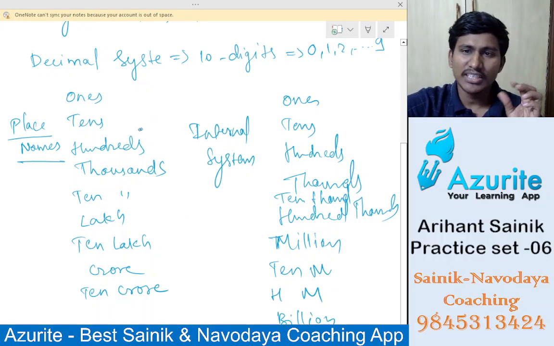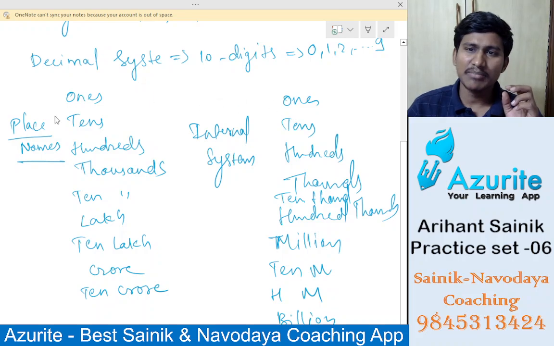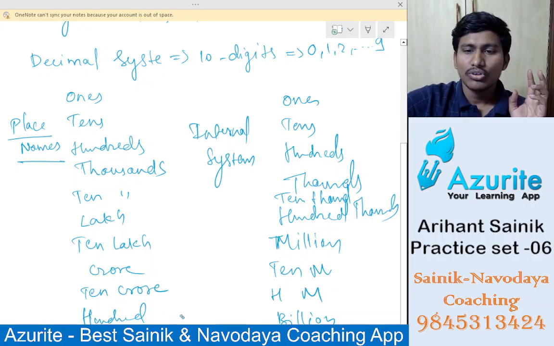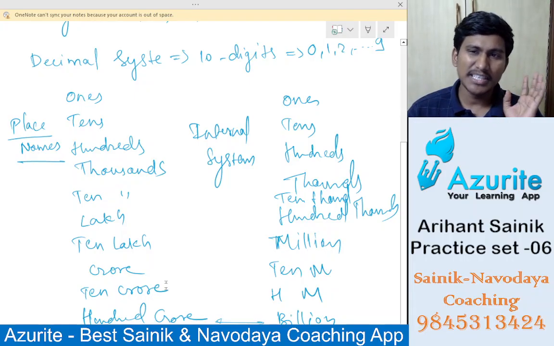Here if you see, ones and tens are the same in both. Tens, hundreds, thousands, 10,000s, lakh. 100,000 means lakh, 10 lakh means 1 million, right? Crore means 10 million, and 10 crore means 100 million. 1 billion is how many crores? After 10 crores it will be 100 crore. So 1 billion will be 100 crore. Okay? These are the place names.